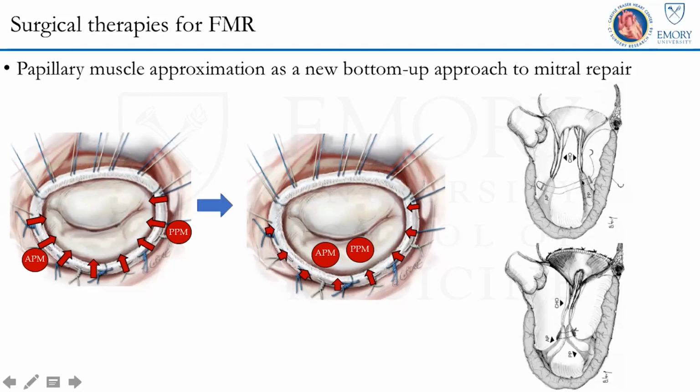So the way we had done this is we used a pledgeted suture to draw the two tips of the papillary muscles together, and that would change the whole caudal force distribution and enable better leaflet mobility.